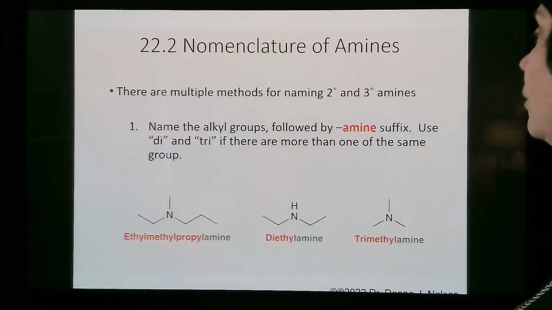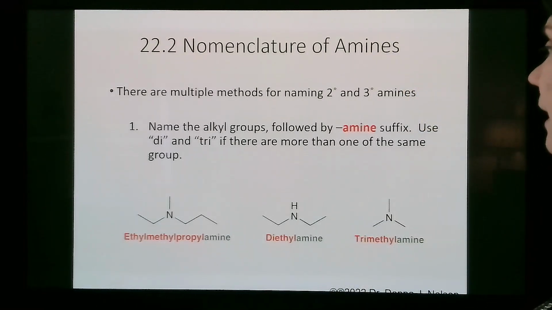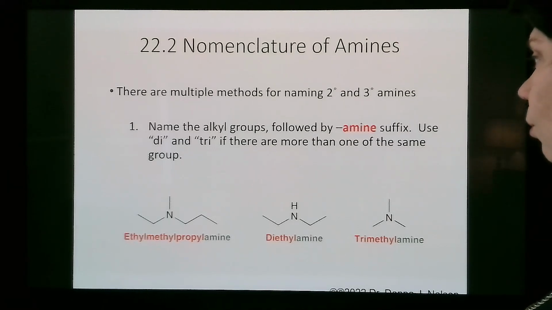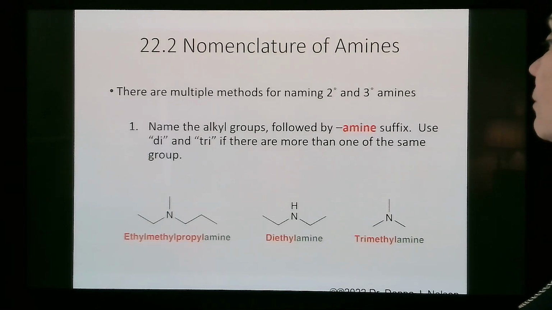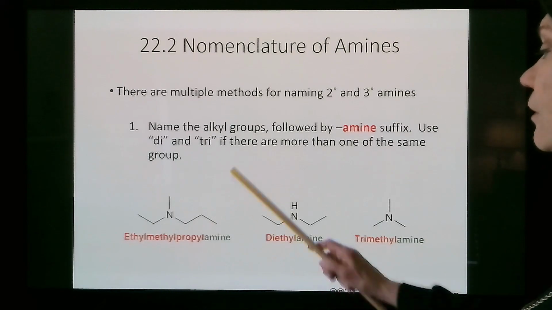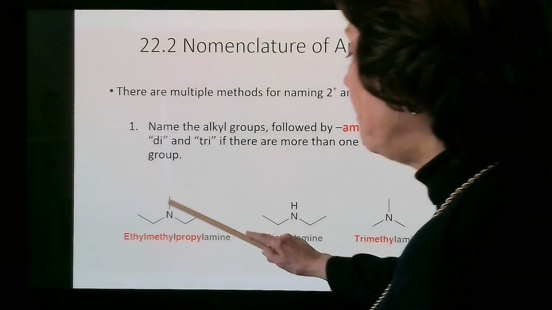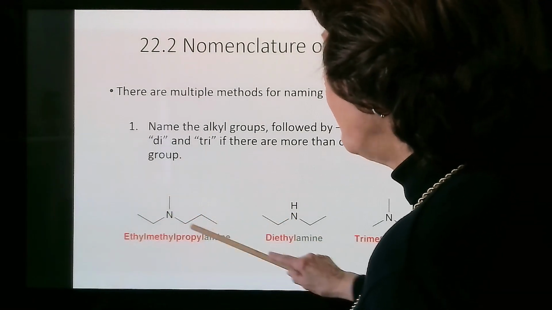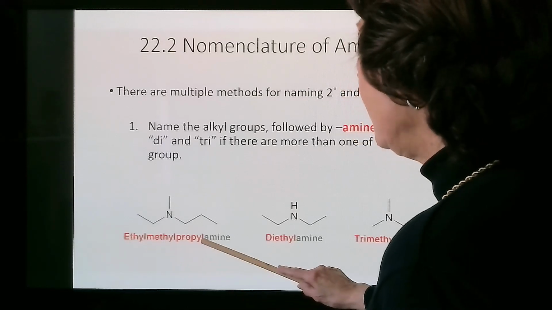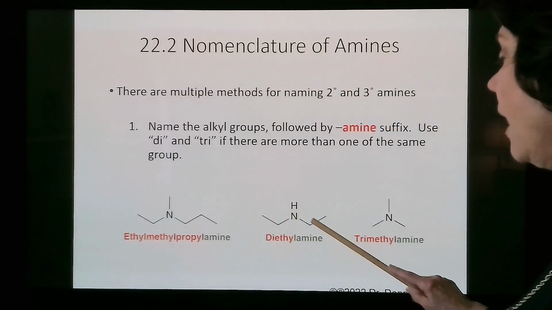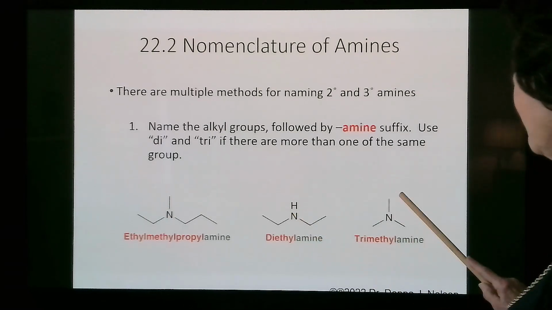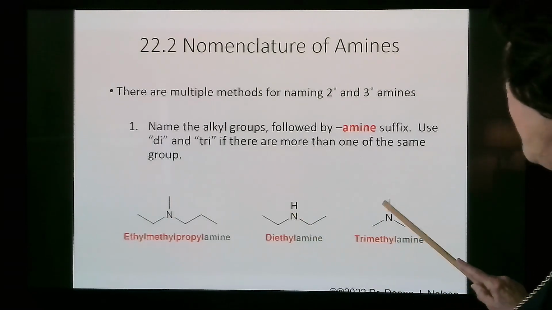So when it comes to secondary and tertiary amines, you name the alkyl groups in alphabetical order, followed by the amine suffix. Use di and tri if there is more than one of the same group. So here we have a methyl, an ethyl, and a propyl, and you have to list those in alphabetical order: ethyl, methyl, propyl. And this is diethylamine, trimethylamine.